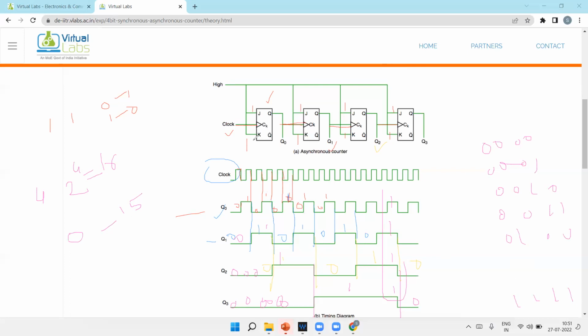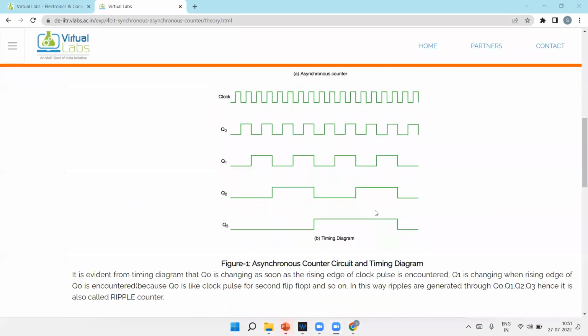In a JK flip flop, with J and K at 1 1, the output toggles with the clock. So 1 1, a high input, is given to all the flip flops at the same time. At 1 1 the output toggles, but it toggles with respect to the clock. Here the clock is given at the first input only, and for the next stage the output of the previous stage is the clock. That is an asynchronous counter. Okay. Now we'll see the synchronous counter.